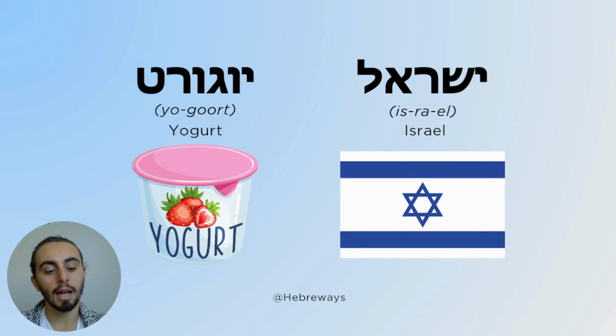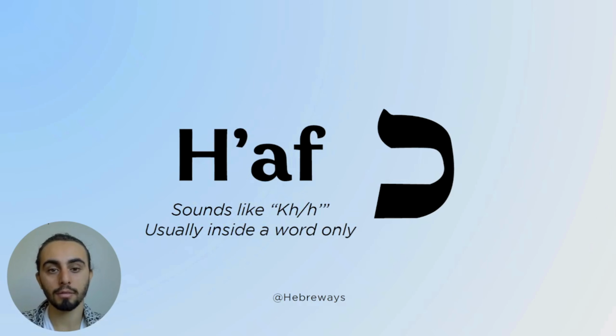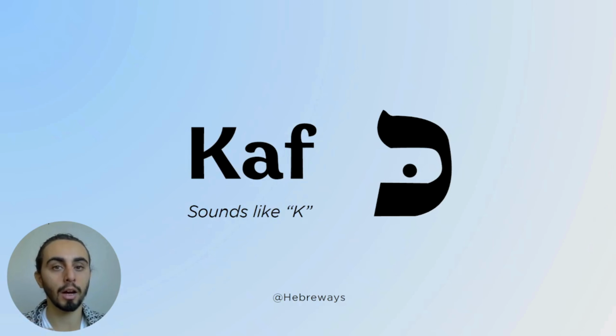After Yud, we got Kaf. Kaf is a K sound. And it also has another twin sibling, like Bet and Vet, which is called Chaf. And Chaf is a Ch sound. I haven't seen words that start with Chaf that often. So let's take 2 examples from the letter Kaf.